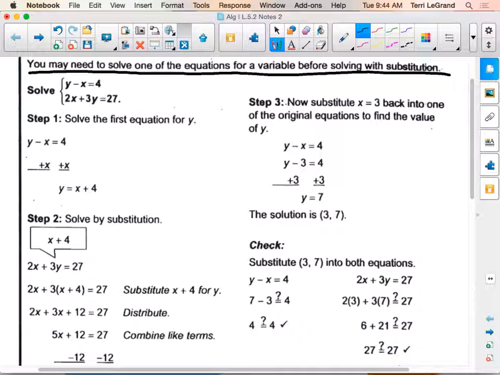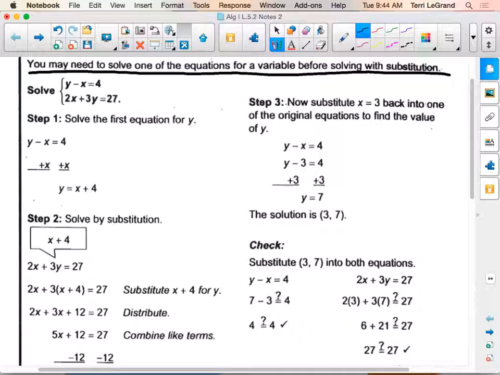So you're going to have to take the time to make a good decision about which equation and which variable would probably make the most sense. Because you have actually 4 options. Each equation has an x and a y in it. So 2 x's, 2 y's, we've got 4 choices we really could make.